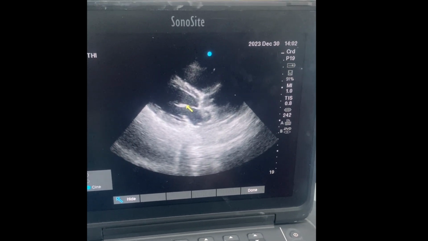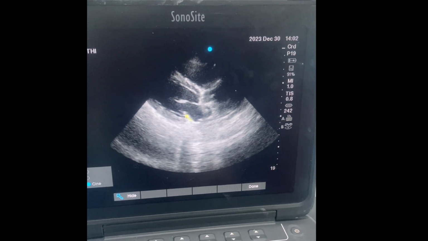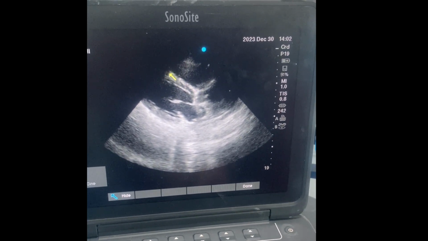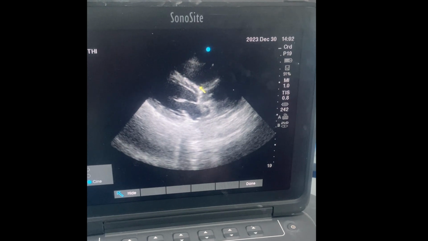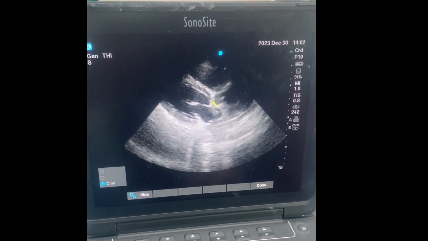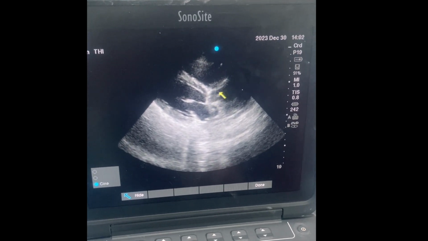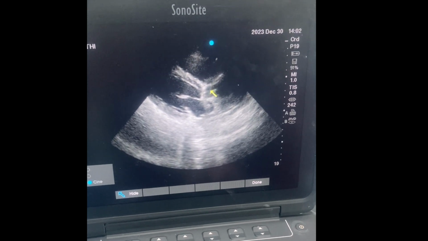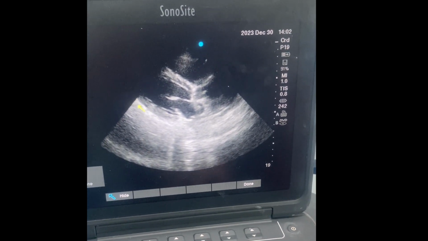This is the anterior mitral valve leaflet, posterior mitral valve leaflet. This is the interventricular septum, and here you can see this is an aortic valve outlet. Okay, and this is a pericardium.